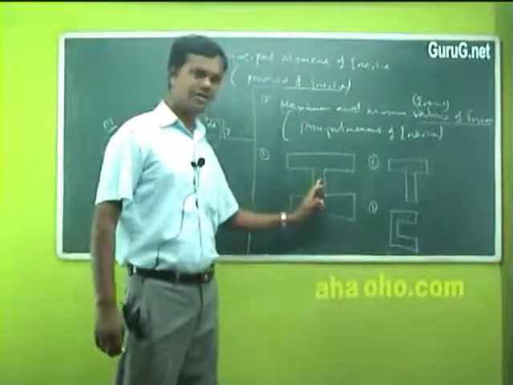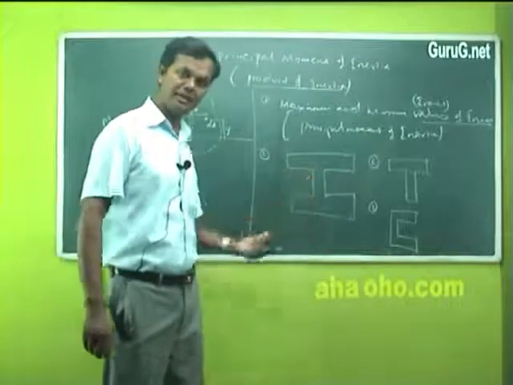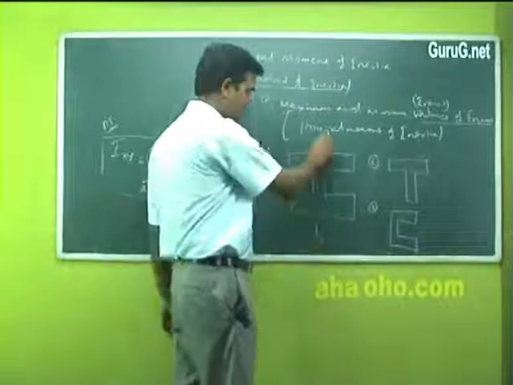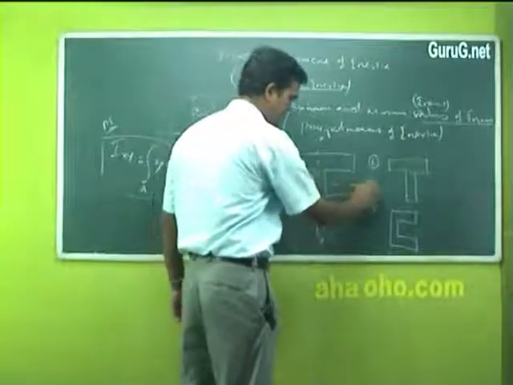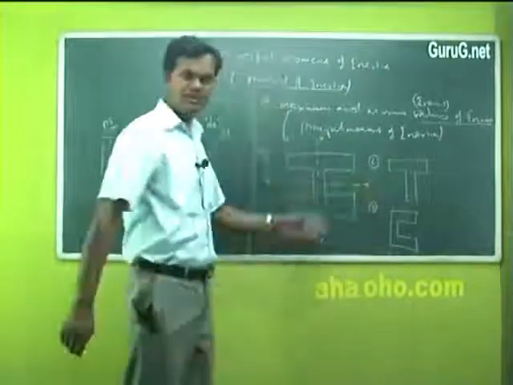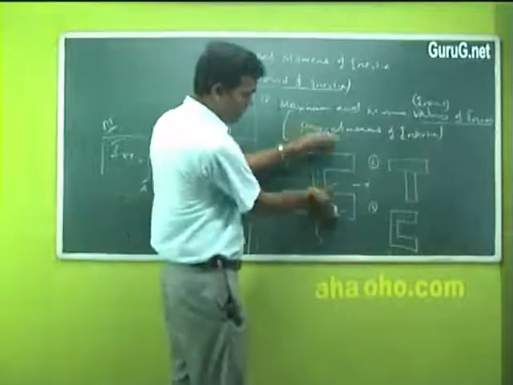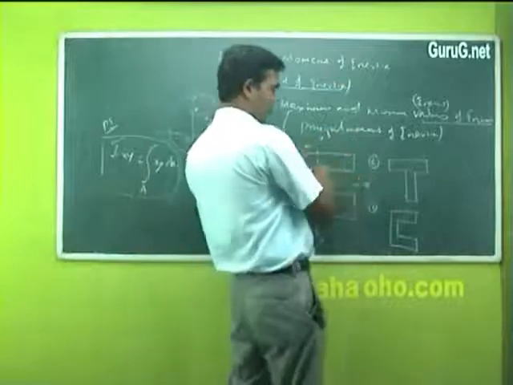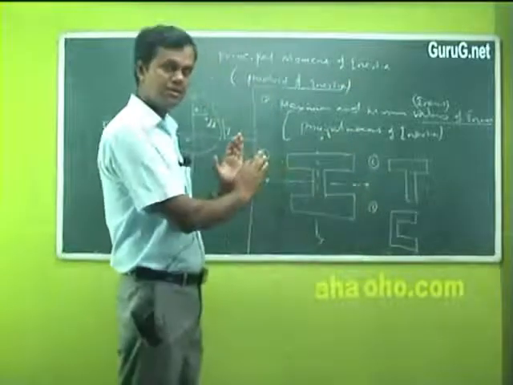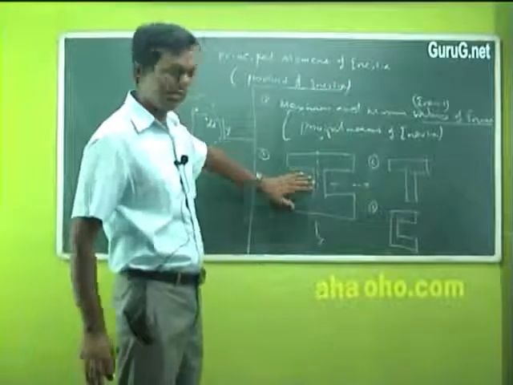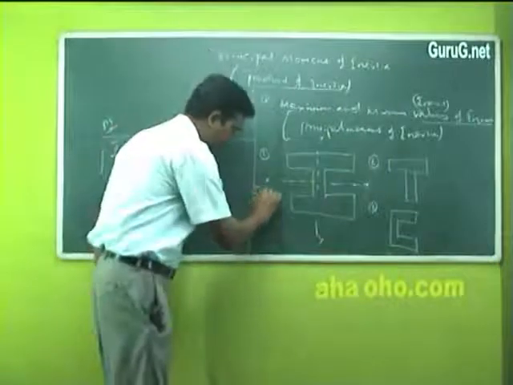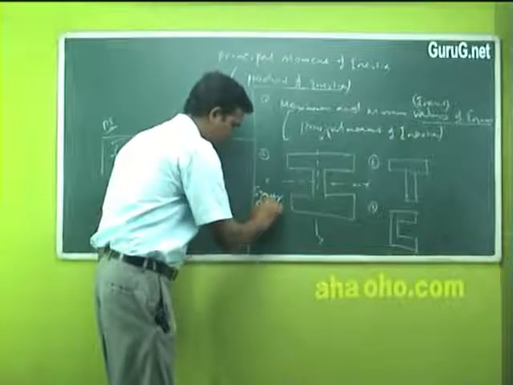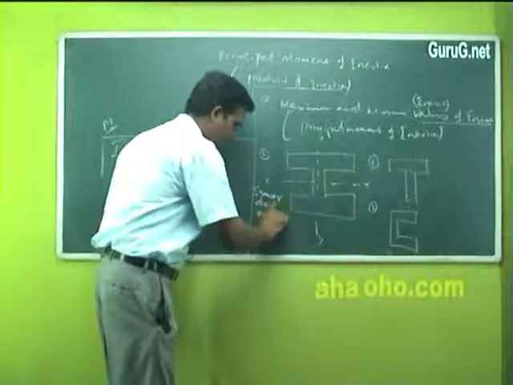This section is symmetrical about both the axes. What I meant to say is y axis and this is x axis. Is it not symmetry? If you fold through x axis direction also, it's equal, mirror image. Or if you fold through y axis direction, it's also a mirror image. So this section is symmetrical about, I'll write symmetry about xx comma yy.